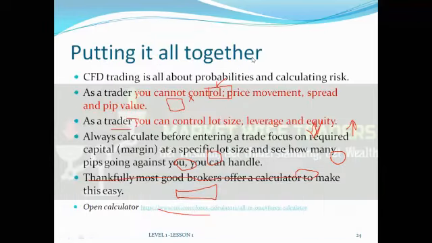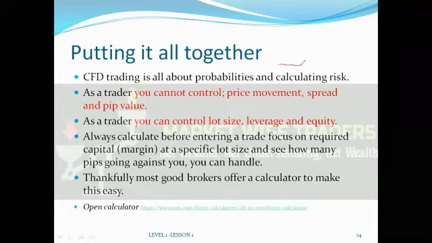Sorry, let's just go back there. Putting this all together, let me just clear all of this. So CFD trading, like we said, it's all about probabilities. We're anticipating, hoping that if price is down here, it's going to go up. If we're going to buy, this is for a buy. And for a sell, if it's up there, we're hoping it's going to go down. We sell high and we buy low.